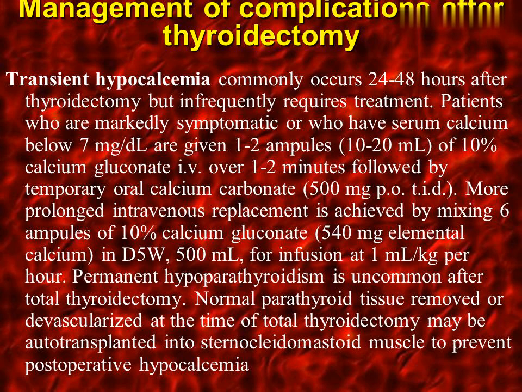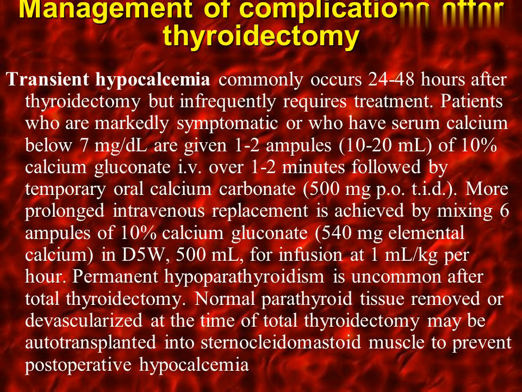Transient hypocalcemia commonly occurs 24 to 48 hours after thyroidectomy but infrequently requires treatment. Patients who are markedly symptomatic or who have serum calcium below 7 mg/dl are given 1 to 2 ampules, 10 to 20 milliliters, of 10% calcium gluconate IV over 1 to 2 minutes followed by temporary oral calcium carbonate, 500 mg PO TID. More prolonged intravenous replacement is achieved by mixing 6 ampules of 10% calcium gluconate, 540 mg elemental calcium, and D5W, 500 ml, for infusion at 1 ml/kg per hour.